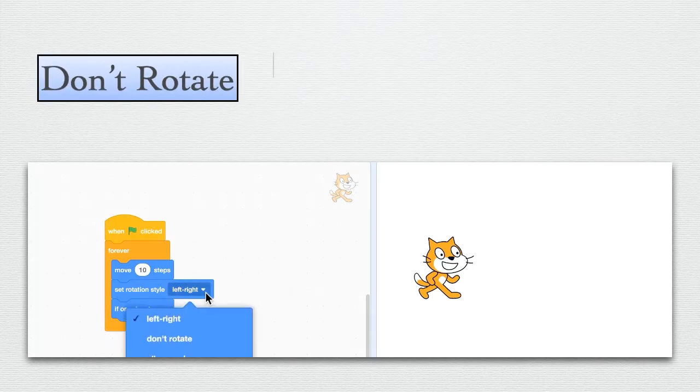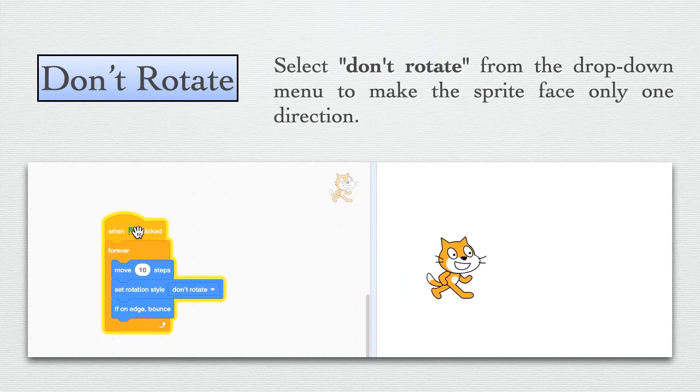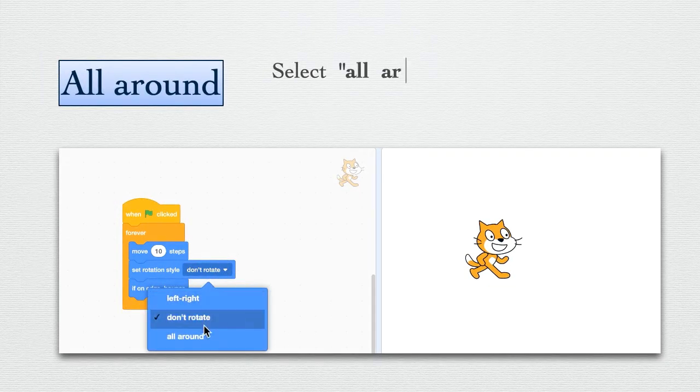Our second rotation style is don't rotate, and we use this rotation style only when we want to make the sprite face only one direction. Kids, as you can see here in the given video, as we have chosen the rotation style option as don't rotate, so when our sprite reaches the end, it will start moving in the backward direction. Means it will face only one direction, and when it reaches the end point of the stage, it will start moving in backward direction.